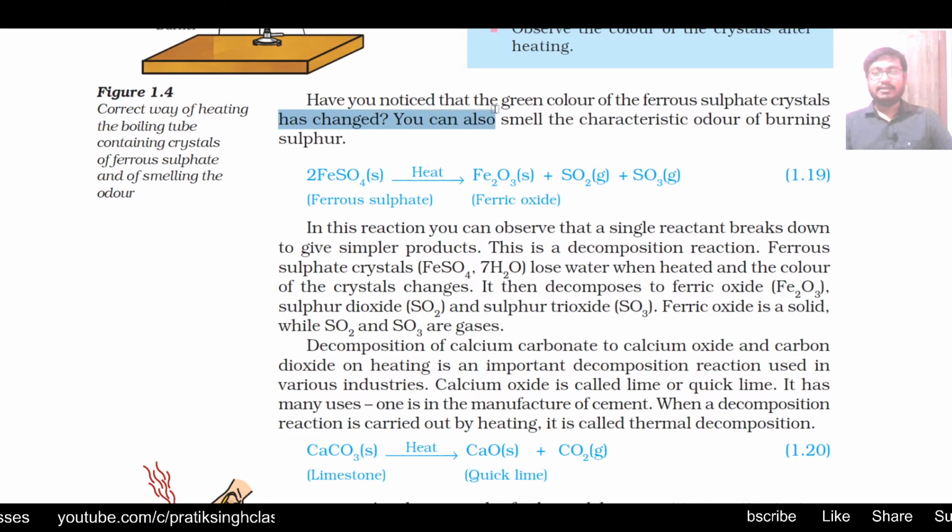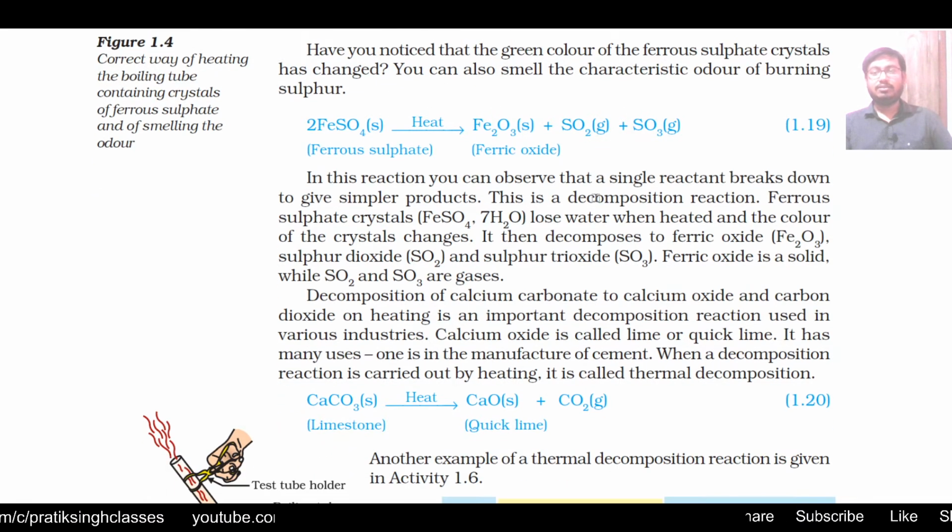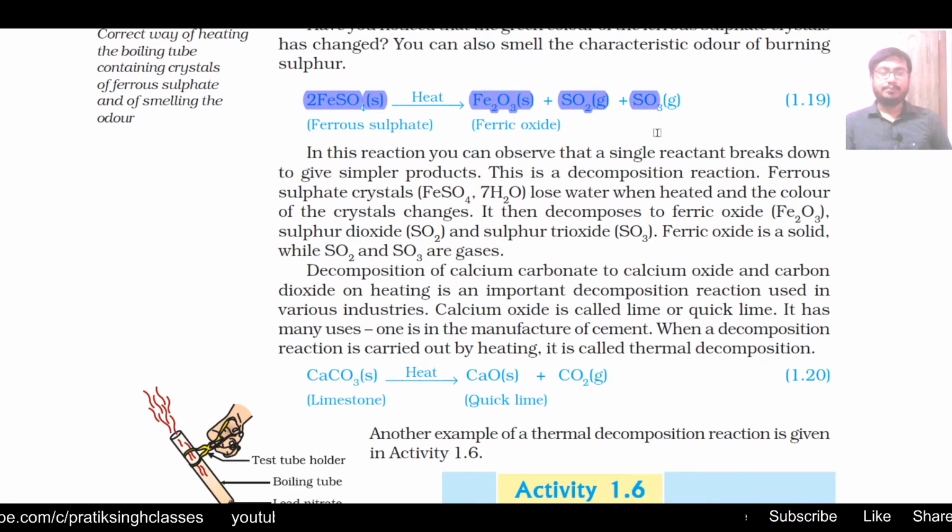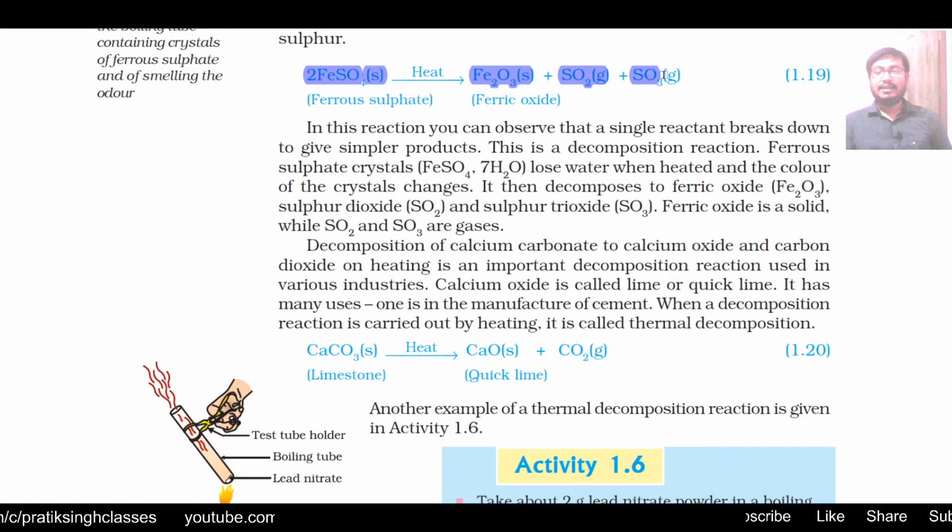Have you noticed that the green color of the ferrous sulfate crystals has changed? You can also smell the characteristic odor of burning sulfur. What we see here is ferrous sulfate crystals, given in solid form. When it is heated, it makes ferric oxide Fe2O3 in solid phase, plus sulfur dioxide in gaseous phase, plus sulfur trioxide in gaseous phase. In this reaction, you can observe that a single reactant breaks down into three different simpler products. So this type of reaction is called a decomposition reaction.